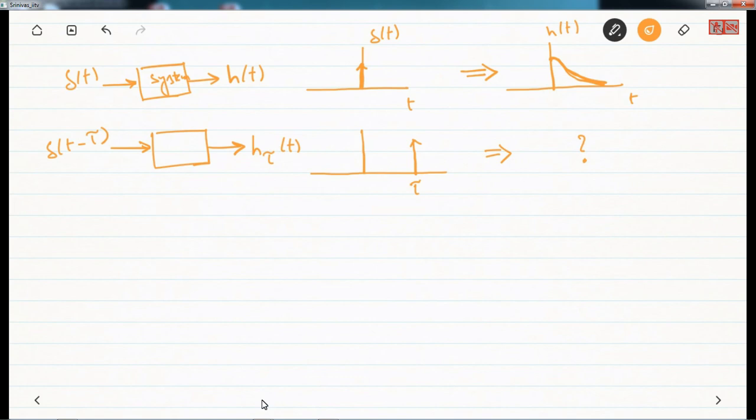Okay, so when delta of t is the input, its output is h of t, and when delta of t minus tau is the input, its output is h tau of t. So its output depends on tau. So the output depends on tau as well as t.